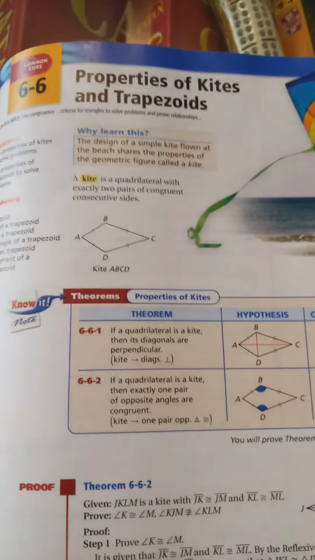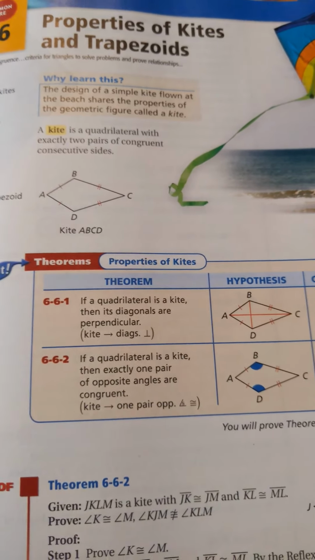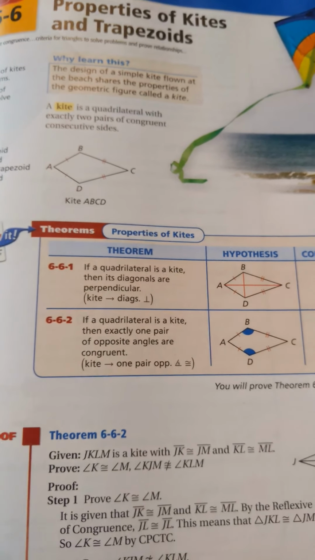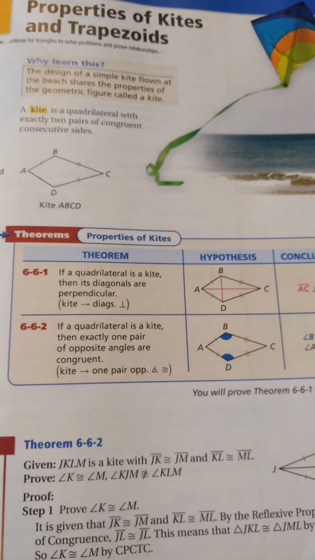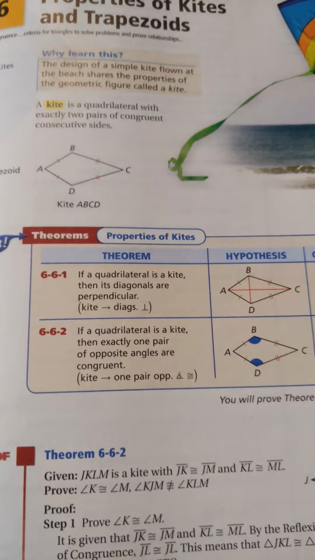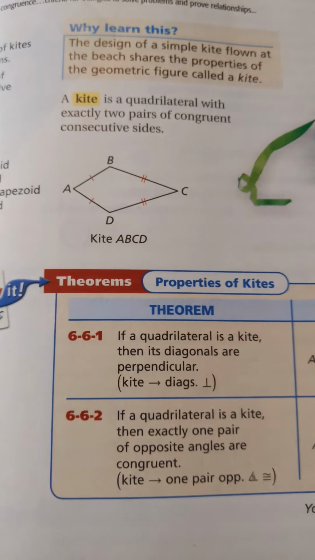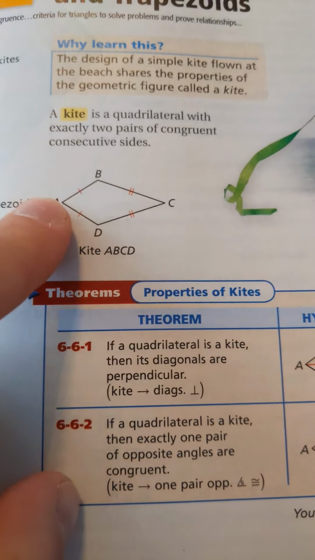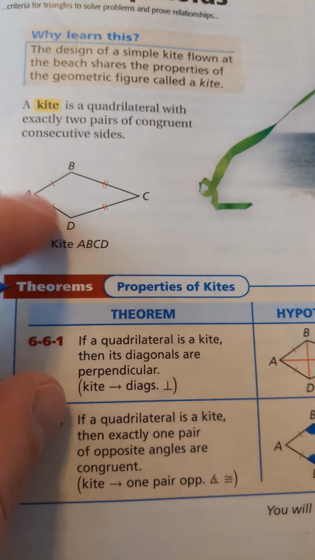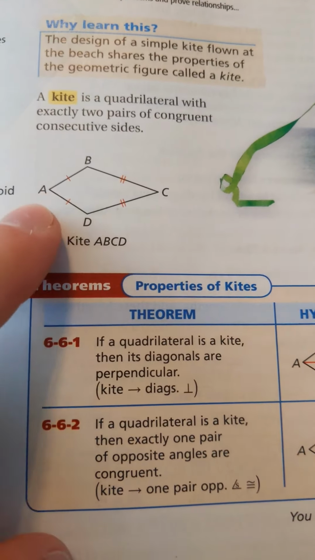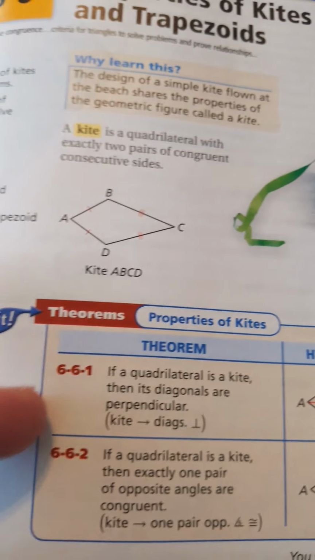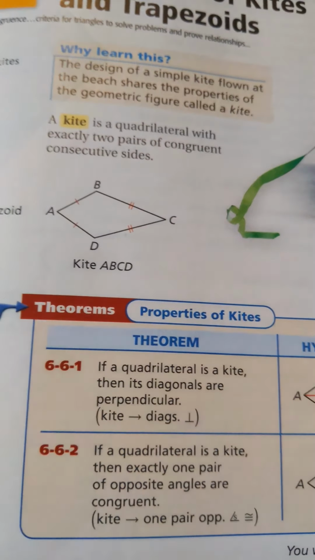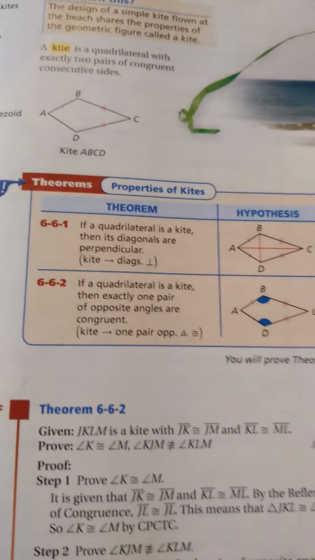Looking at 6.6, properties of kites, trapezoids, and then what we have called isosceles trapezoids, which is a little more specific scenario. A kite is a quadrilateral with exactly two pairs of congruent consecutive sides. So notice they're consecutive to each other. If you think about what a kite shape looks like, one that you fly in the sky. In this case, the top two sides are the same length and the bottom two sides are the same length. Couple of properties.